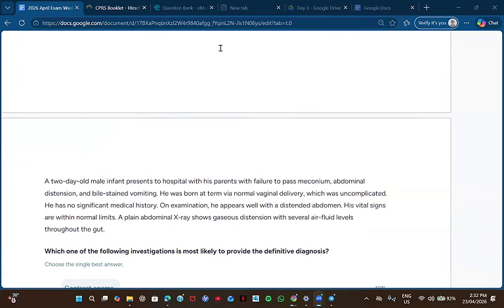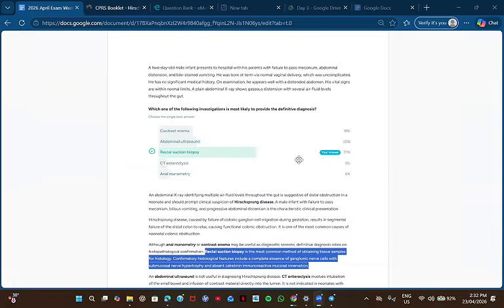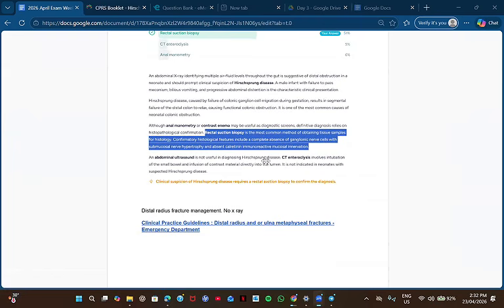So, what is the definitive diagnosis? I just told you. Rectal biopsy, right? Very important, right? These things are very important, doctors.